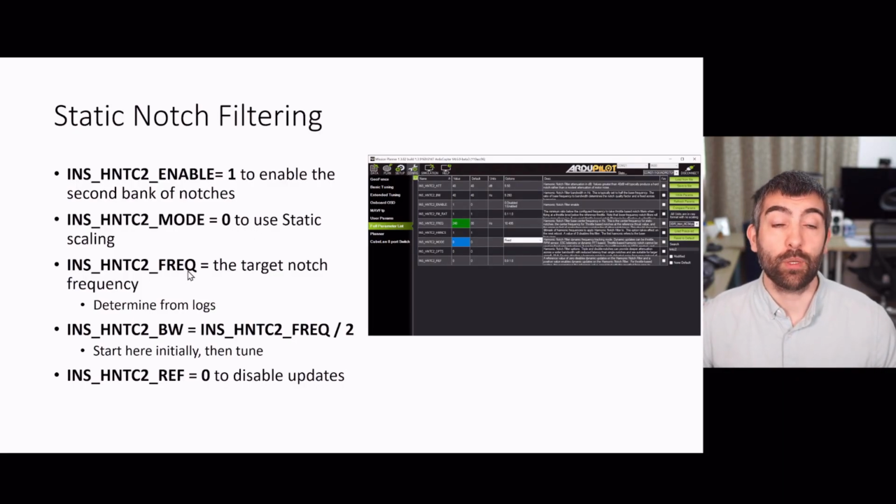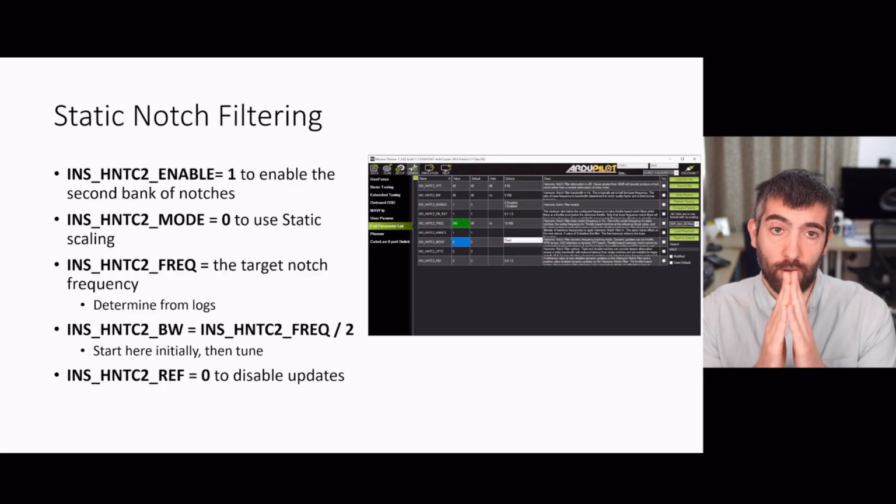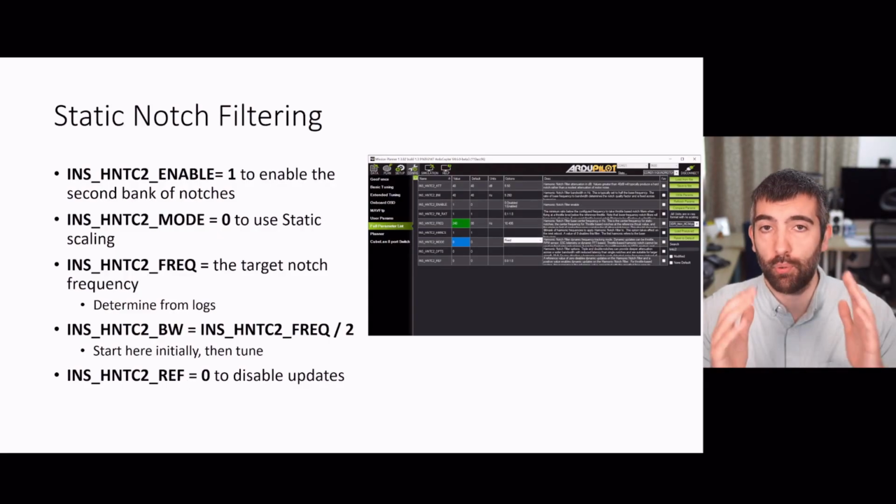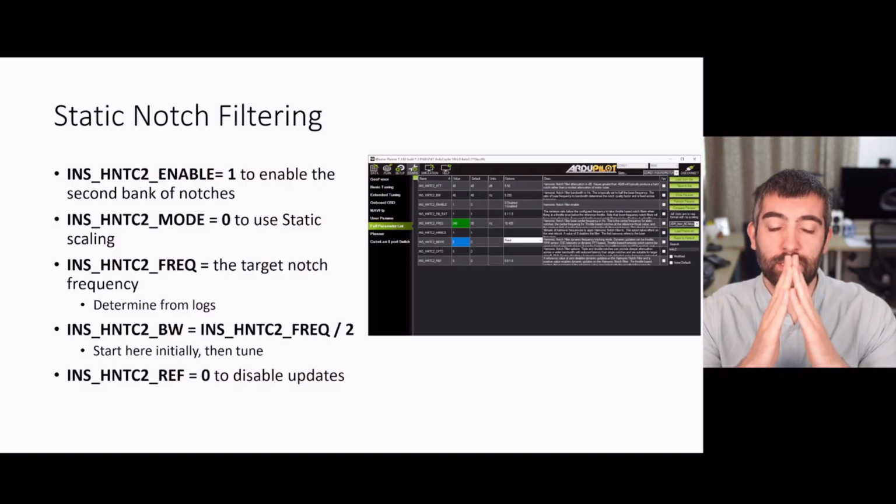INS_HNTCH2_FREQ is going to be your target notch frequency, the frequency you want the notch centered around. And you're going to set INS_HNTCH2_BW equal to INS_HNTCH2_FREQ divided by 2 as a starting point. You'll determine the frequency that you need the notch at from logs, from just looking at the FFT spectrum from some of your logs. And you're also going to want to set INS_HNTCH2_REF equal to 0 to disable updates of this notch. You can set this up and it's just going to put a notch in one place and it's not going to move.